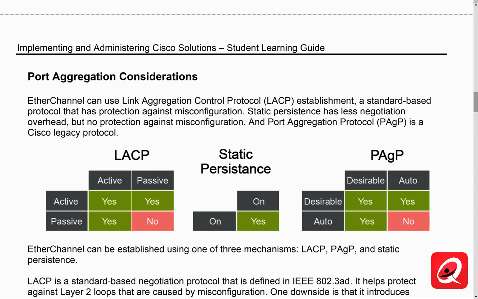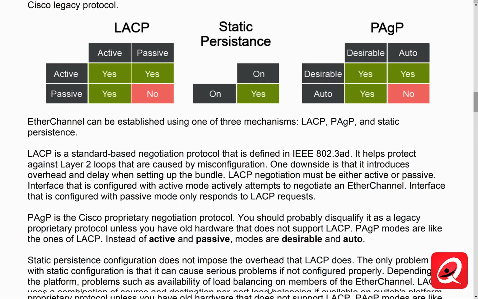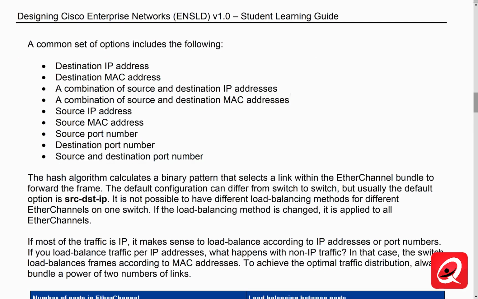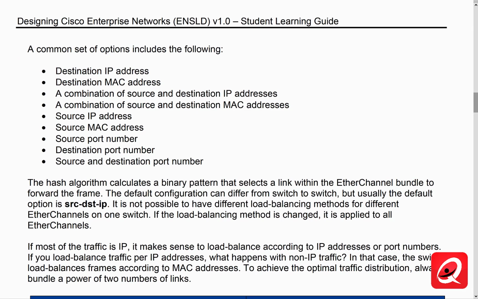And the way that we do that is based on what we call an EtherChannel load balancing option. There are several different EtherChannel load balancing options. It depends on the switch model, but we could do it based on destination IP. So if destination IP is A, we'll send it over this link. If it's B, we'll send it over this link. If it's C, we'll send it over this link. We could do it based on destination MAC. We could do it based on a combination of source and destination IP or MAC, source IP, source MAC, source port numbers, destination port numbers, and so on.